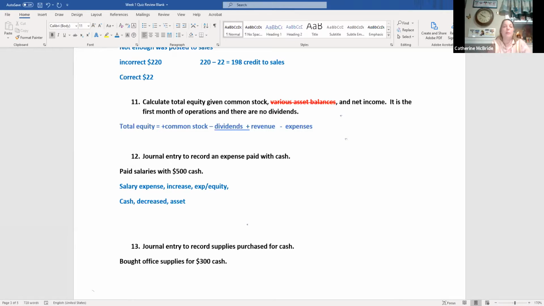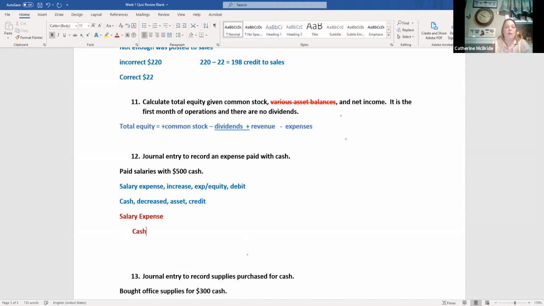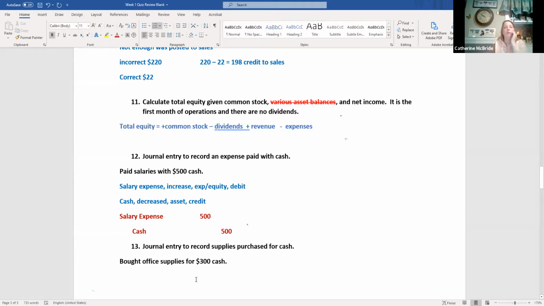All right, so if I increase an expense, do I debit it or credit it? Debit. If I decrease an asset, do I debit it or credit it? Credit. Okay, so what this is going to look like when I do my journal entry is I'm going to debit salary expense, and I'm going to credit cash for $500. So I increase salary expense and I decrease cash. Do you feel good with that? Are we good there? Yes.